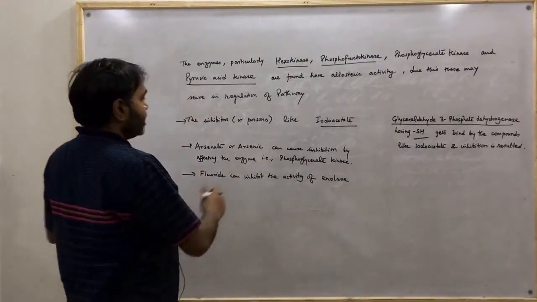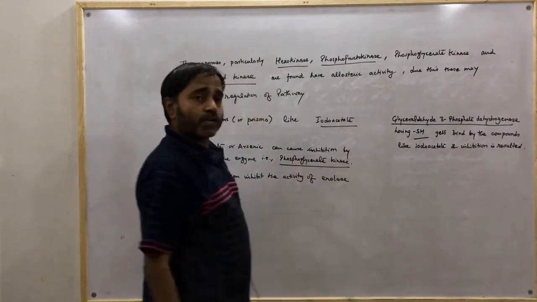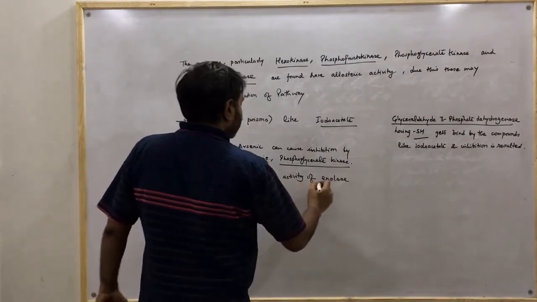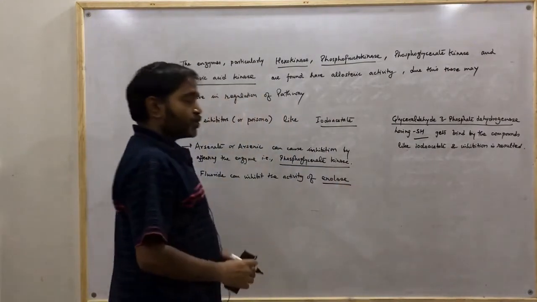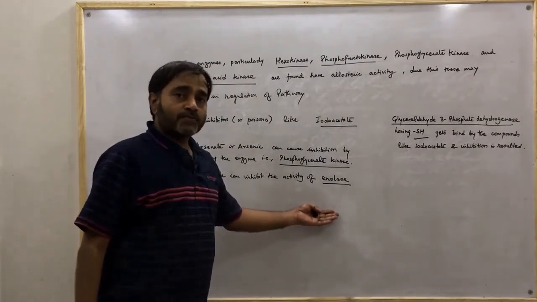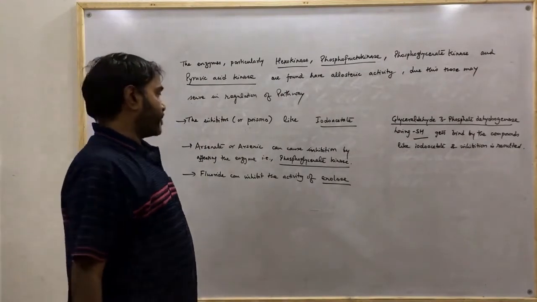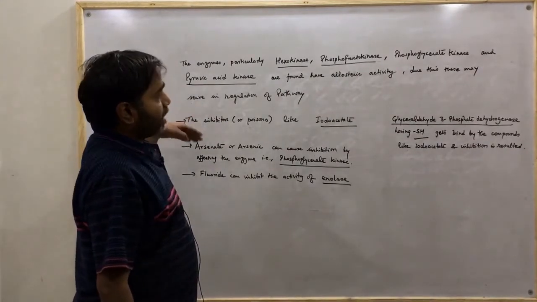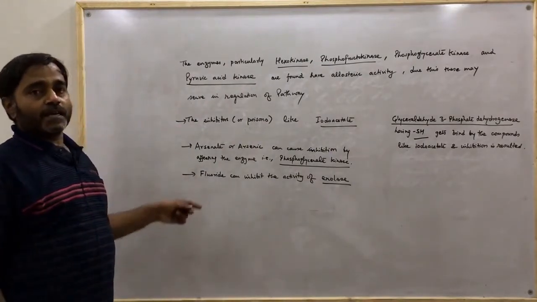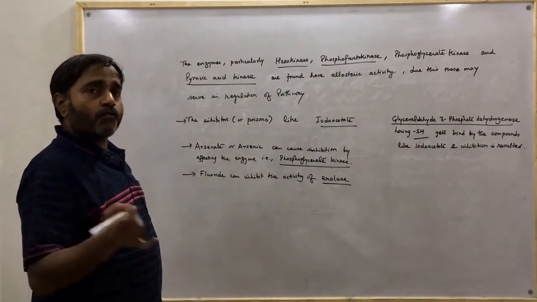And likewise, arsenate can inhibit the enzyme phosphoglycerate kinase, and fluoride can inhibit enolase, which you have seen is the enzyme associated with the conversion of 2-phosphoglyceric acid into phosphoenol pyruvate. So this is inhibition of glycolysis by the involvement of these chemicals. And we already know that there are certain cofactors.